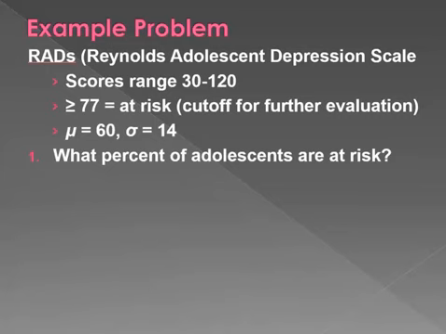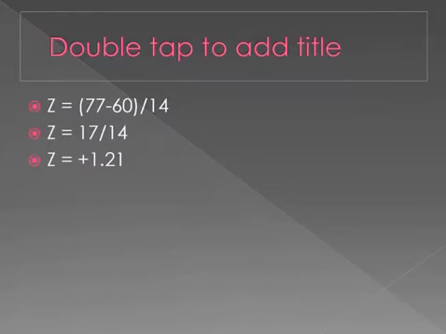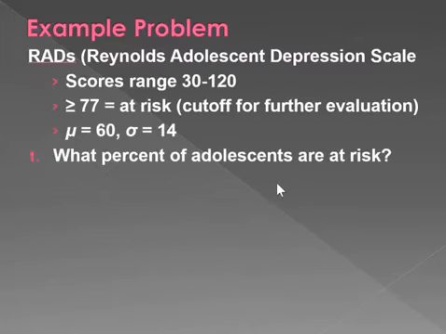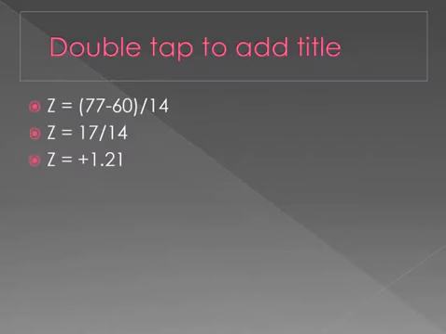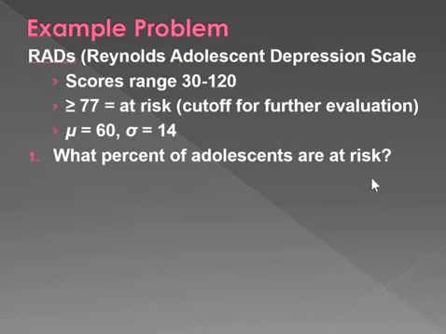All right. Well, first thing we want to do is figure out the z-score for 77, right? Because, again, let me go back to this. What percent of adolescents are at risk is the same question as asking what percent of adolescents should get a 77 or higher, given that the mean of the instrument is 60 and the standard deviation is 14. So 77 minus 60 is 17. If we divide that by the standard deviation of 14, we get a z-score of plus 1.21.